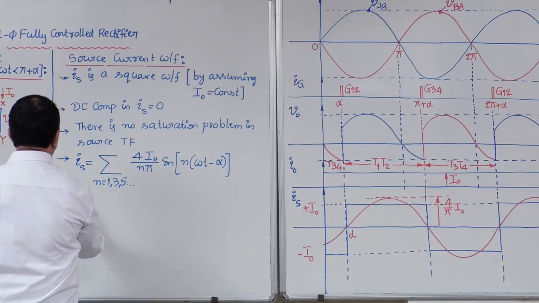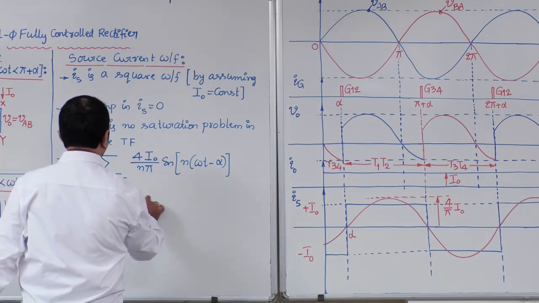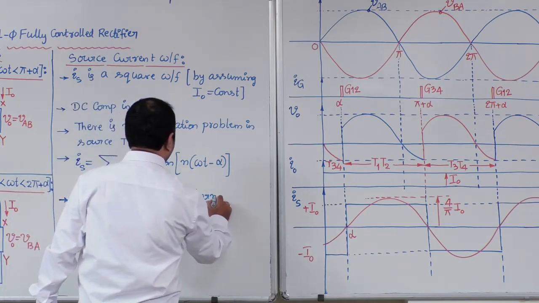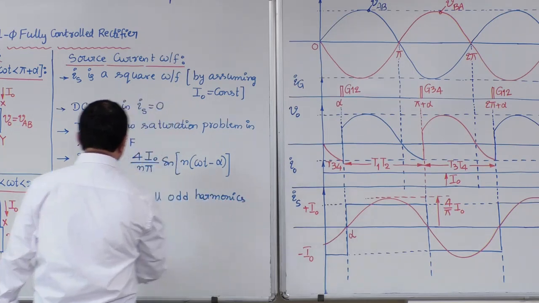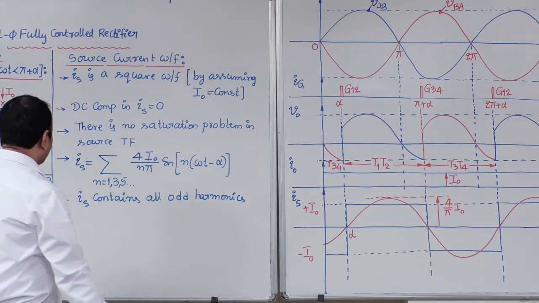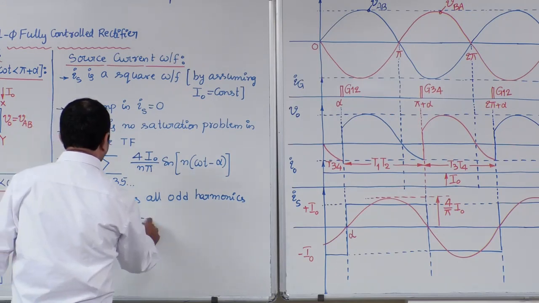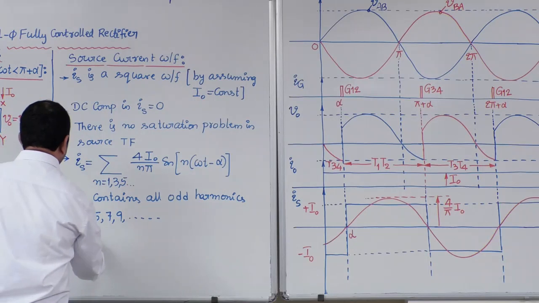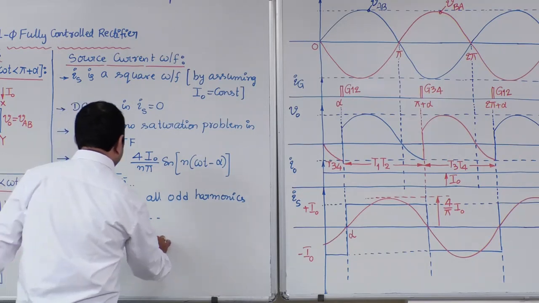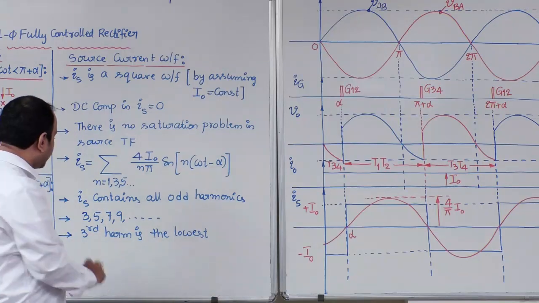So what I can say here, source current contains all odd harmonics. What are all those harmonics? 3, 5, 7, 9 and so on. Third harmonic is the lowest harmonic.